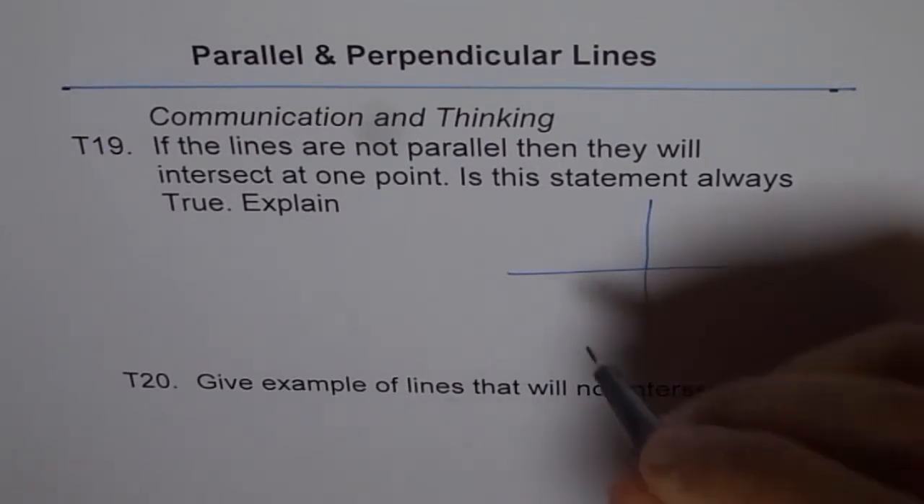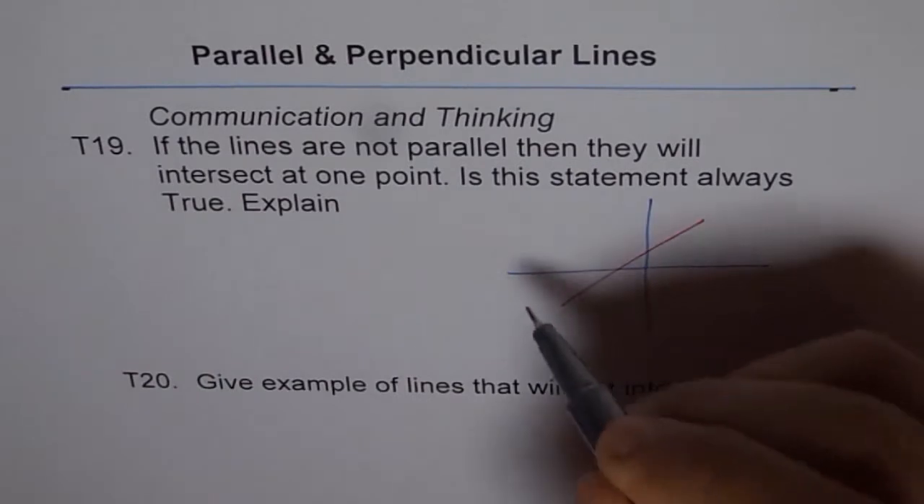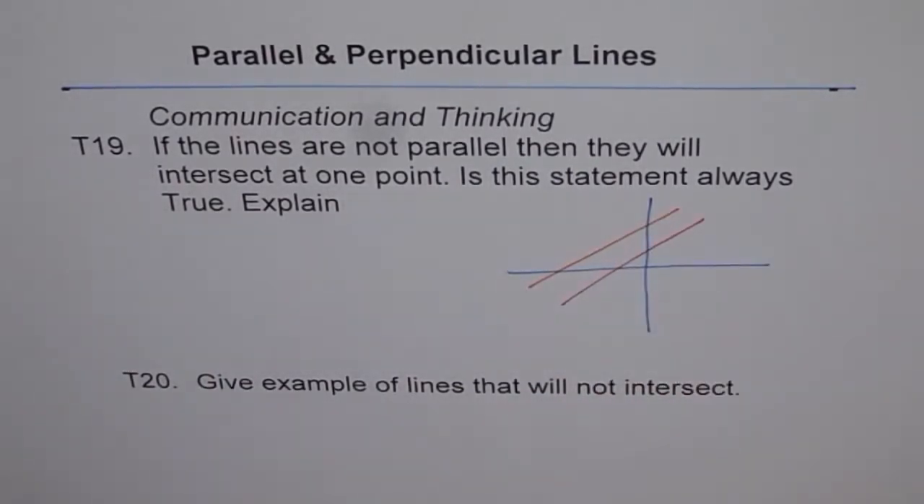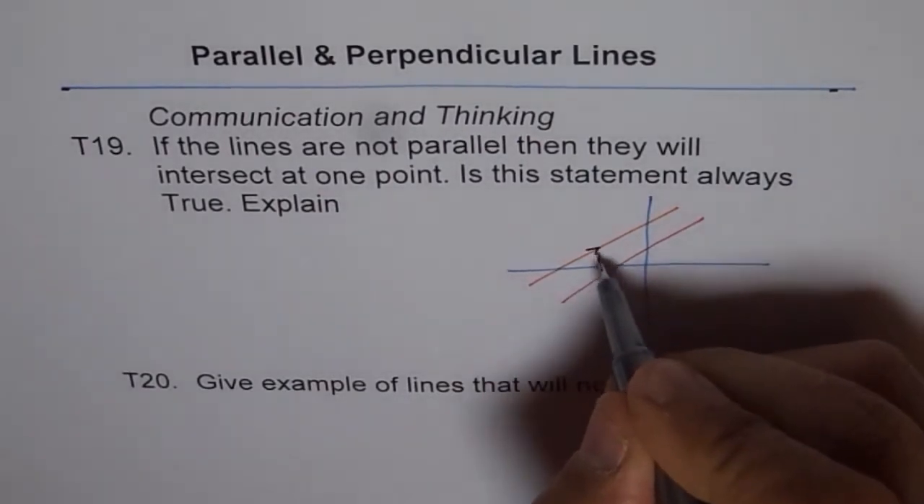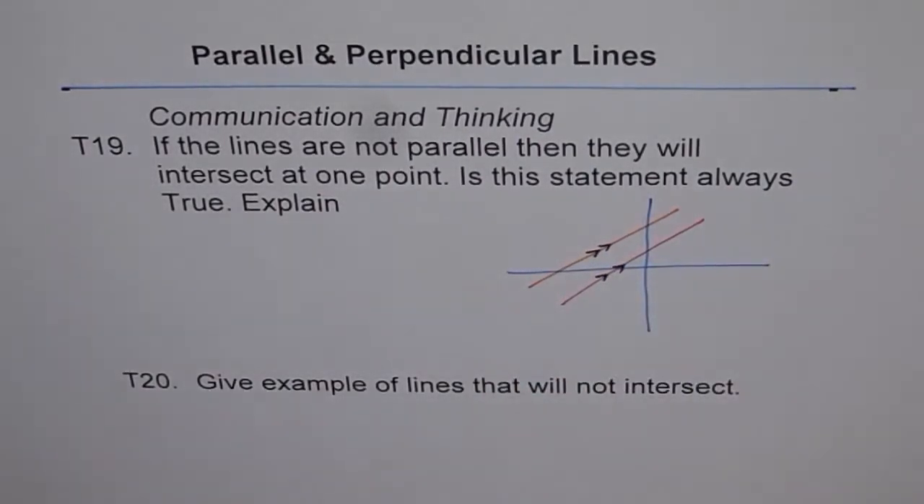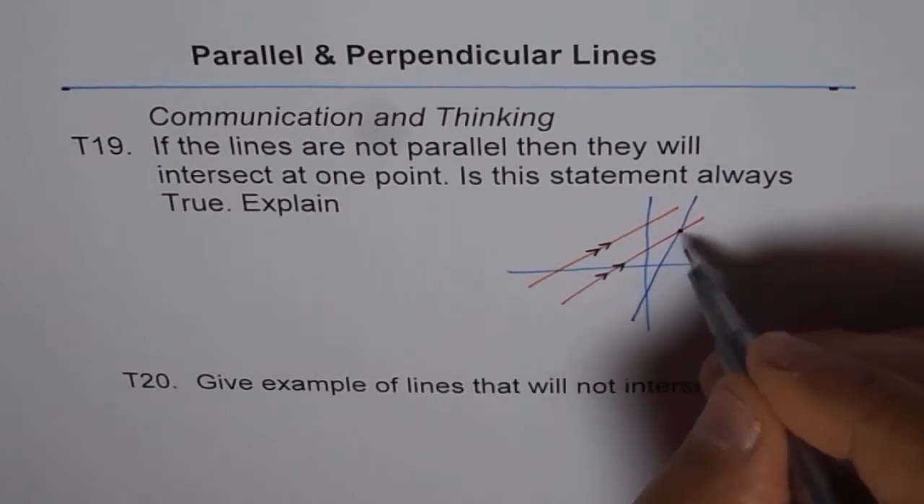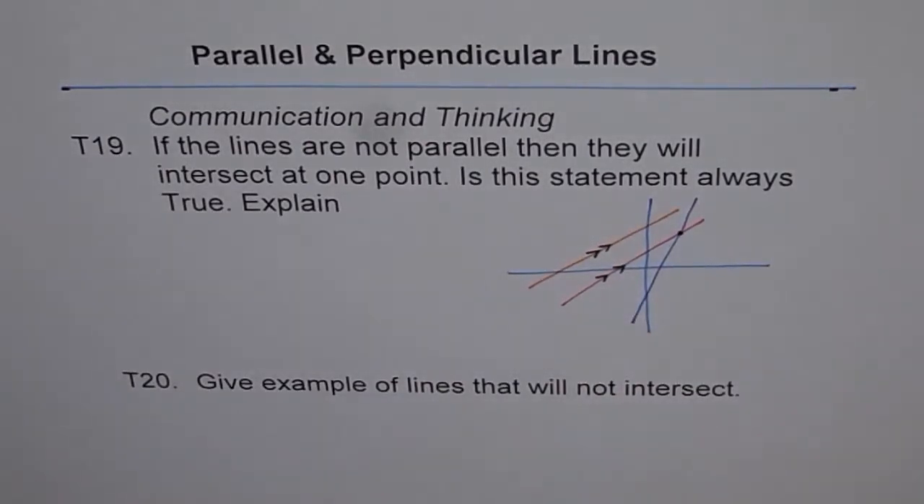If the lines are not parallel, then what are the other possibilities? One is we are saying the lines are parallel, right? If the lines are parallel, we say they will never intersect, correct? So we say this line is parallel to this line, they will never intersect. But in case a line is not parallel, then what happens? In that case, that line will intersect at a point. So that is two possibilities which we normally see.